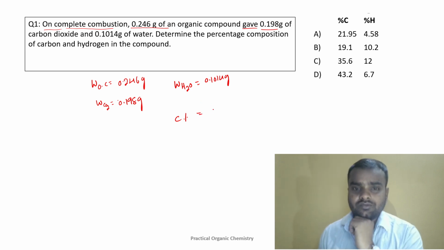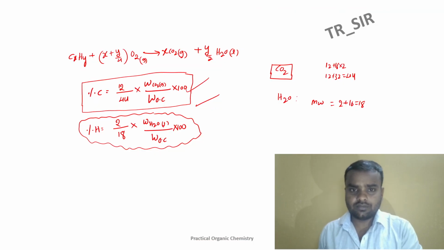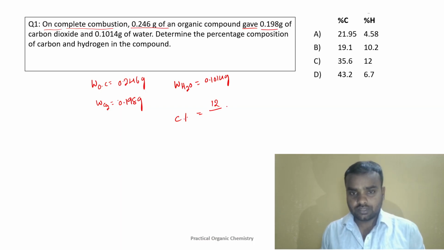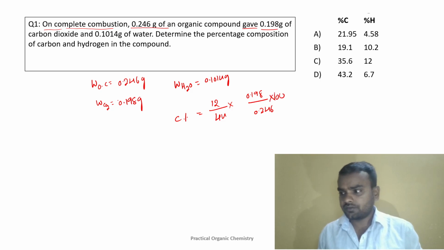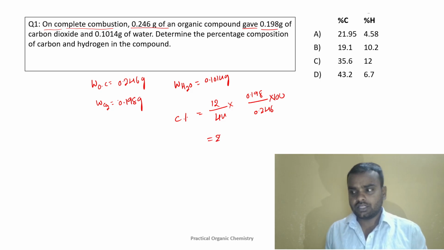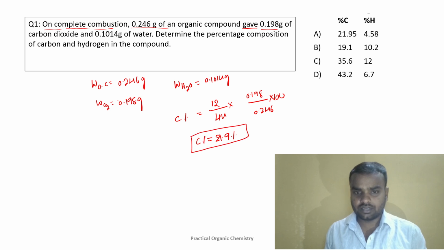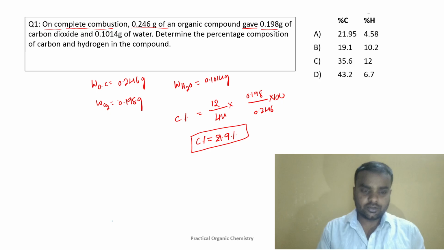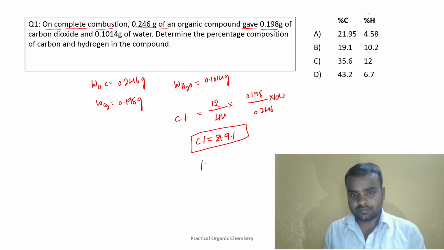What is the formula we have? We just discussed it. You can see this formula we have to apply for the percentage of carbon. Atomic weight of carbon is 12, molar mass of carbon dioxide is 44, into weight of carbon dioxide 0.198, divided by weight of organic compound 0.246 gram, into 100. After solving, we get 21.9 percent of carbon.